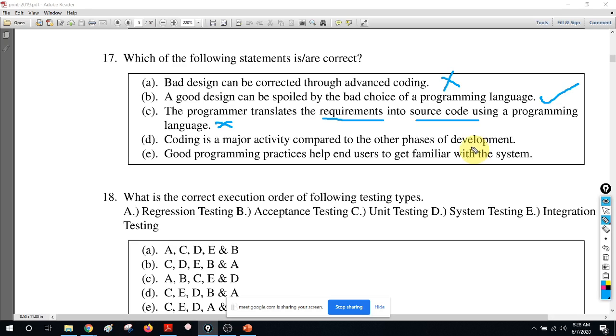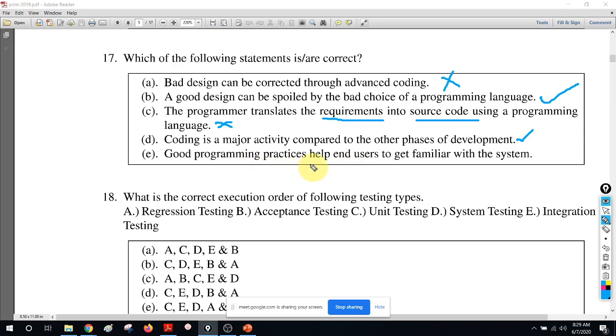So basically, if the examiner puts requirement analysis is a major activity, I will say yes. Design is a major activity, yes. Coding is a major activity, yes. Testing is a major activity, yes. Evolution is a major activity, yes. For me all those are major activities, therefore I will take it as an answer.